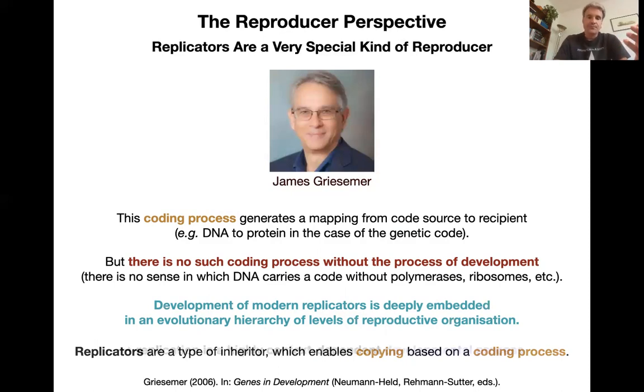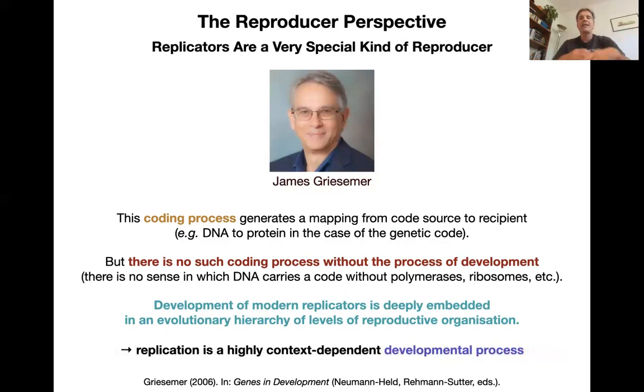So in the end, replication is a highly context-dependent and highly specialized developmental process. And what's primary here is this developmental process that is part of this dialectic interplay between development and inheritance that gives replication and gives you a life cycle, which is reproduction, not replication, reproduction, and is part of this life cycle that is the fundamental basis of this process of reproduction and is a reproducer.